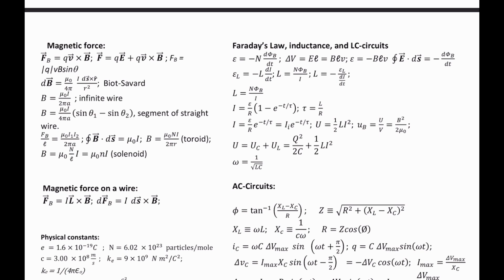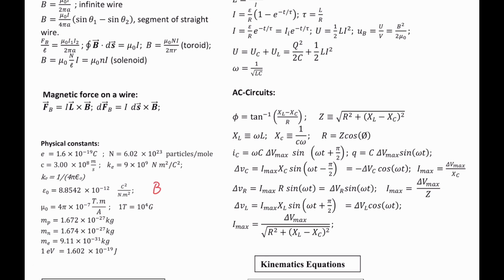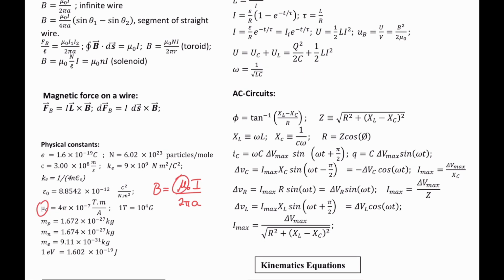Okay, no stress. You have the magnetic field here. It is straight up this equation: B equals mu naught I over 2 pi A. You at least have mu naught. It is over here, right? So you have Tesla times meters over amps. That is the units of mu naught.